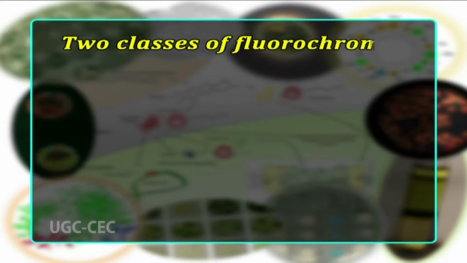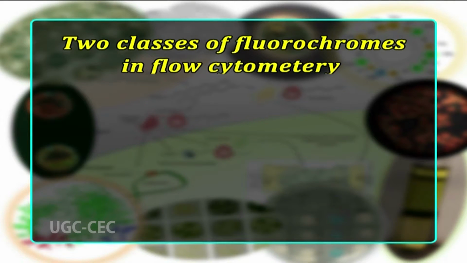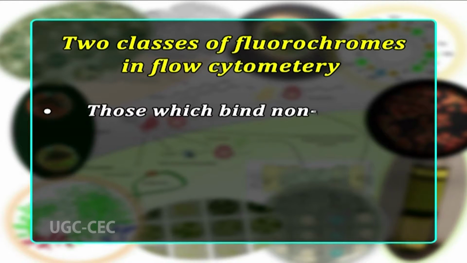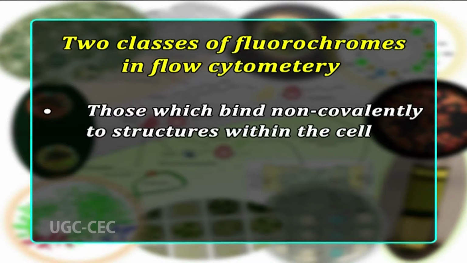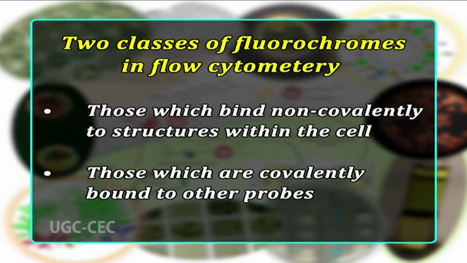In general, there are two classes of fluorochromes used in flow cytometry: those which bind non-covalently to the structures within the cell and those which are covalently bound to other probes. The fluorescent proteins such as green fluorescent protein form a special category. They are used as reporter molecules when introducing a gene construct into a cell.